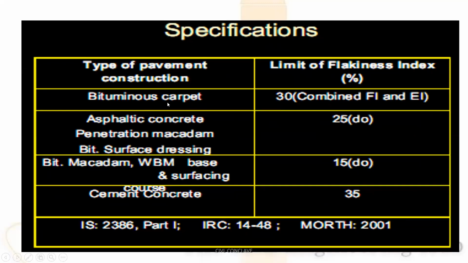Specifications. Limits of the flakiness test: bituminous carpet 30%, asphaltic concrete 25, bituminous macadam and WBM base 15, coarse aggregate for cement concrete 35. Refer to IS 2386 part 1. Indian Roads Congress 14 to 48. More specifications in 2001.